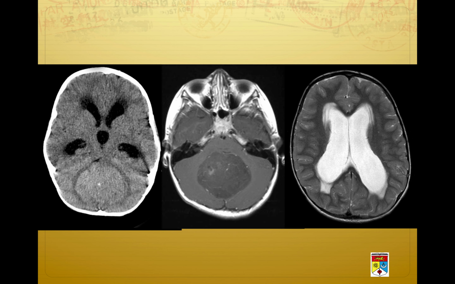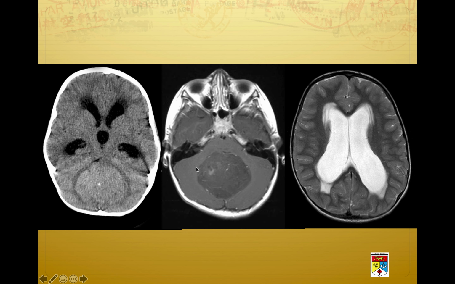Now what the child has is a mass in the posterior fossa. It's actually in the fourth ventricle, which gives rise to the hydrocephalus. So we know that we're dealing with a tumor.